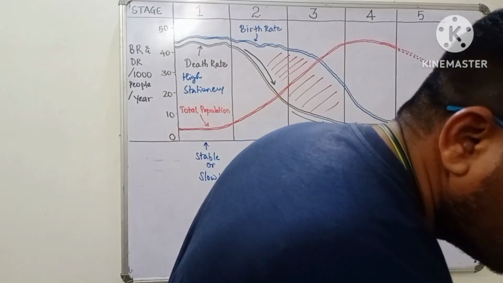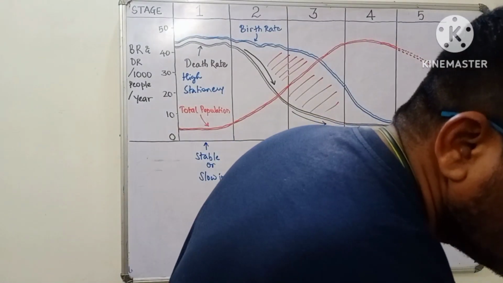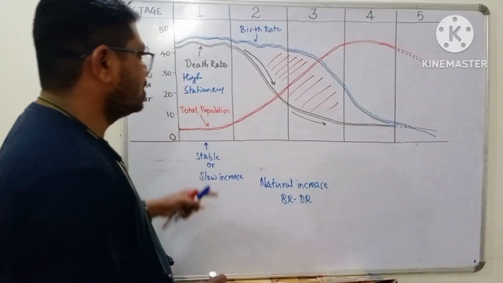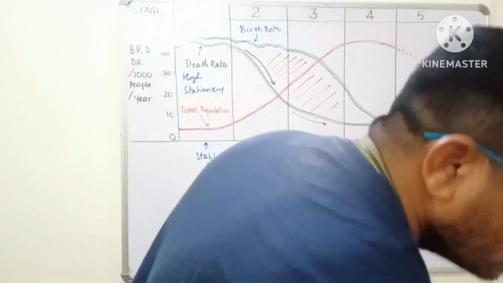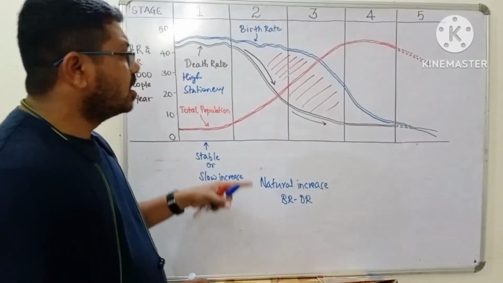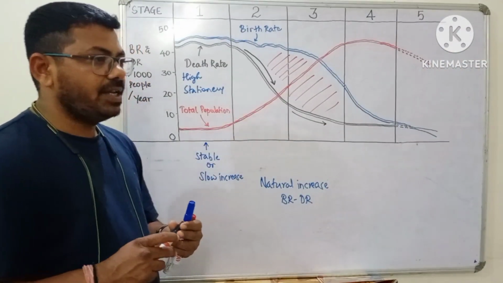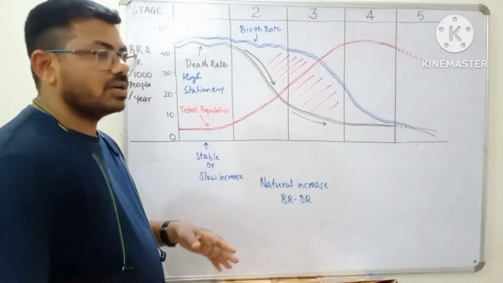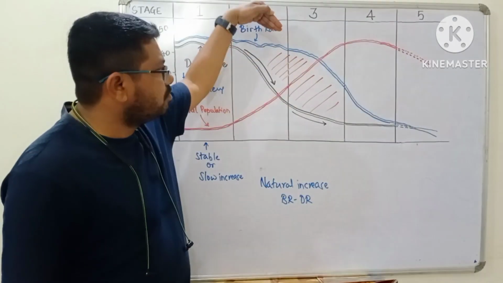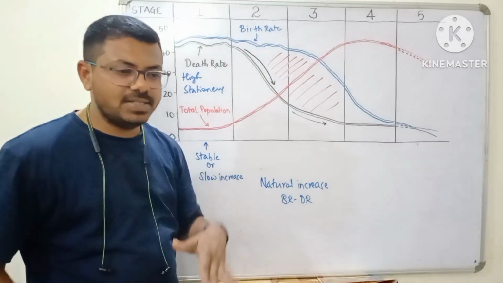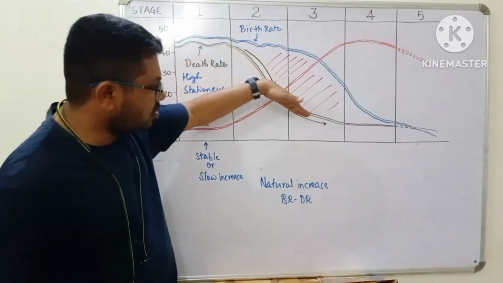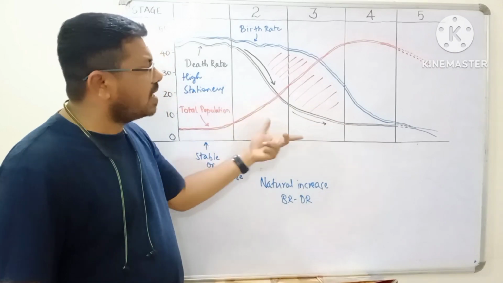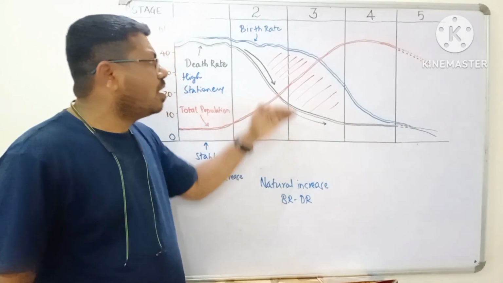I will give you some data also about the information which we have right now. Fine. So this is what happened in the third stage. In the third stage, birth rate and death rate kept on decreasing, declining, but the decrease was very slow.